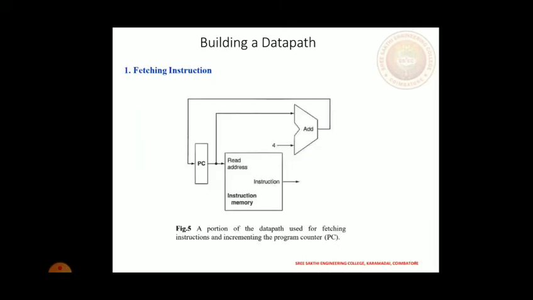Building a data path, fetching instructions, that means it's getting the information from the PC to the read address, then it is loaded into the adder.